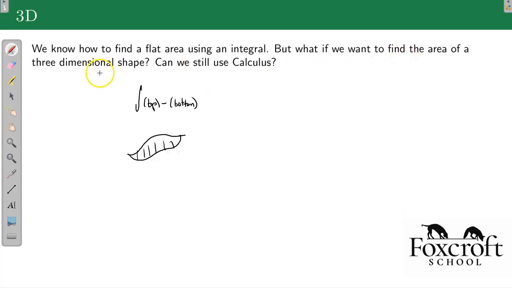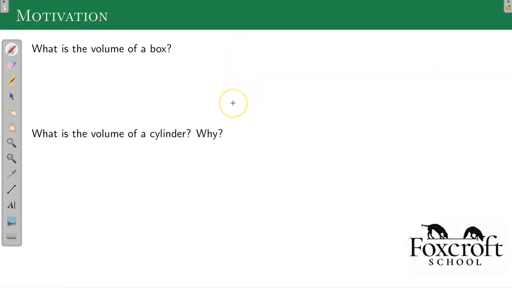But what if I want to find the volume of a 3-dimensional shape? Can we still use calculus to find something in 3 dimensions, even though we only have x and y? And here's what's going to help us.